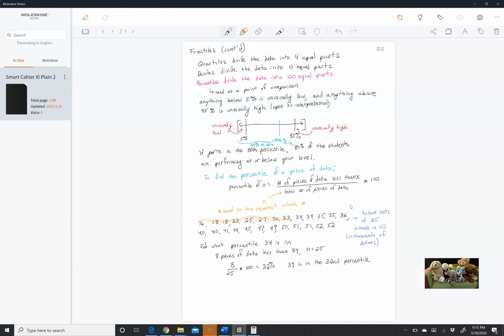Okay, so let's do the same for another data point. Let's say that we want to find the percentile.